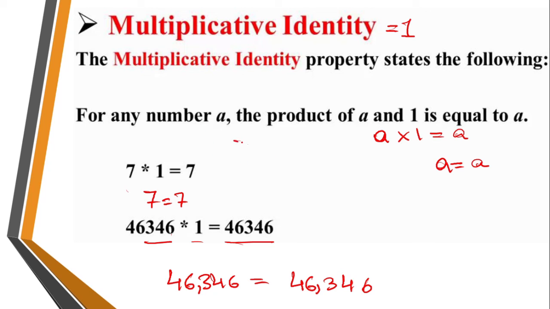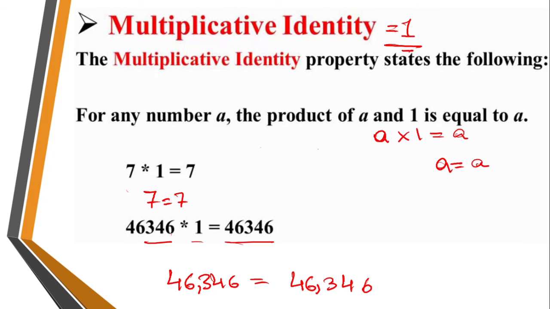Now if we take 7 only, it's a small number, so it will be easy. 7 into 0 will be 0, right? So 7 is not equal to 0. So we can't say the multiplicative identity is 0. We can't say like that. Multiplicative identity is 1 and additive identity is 0.